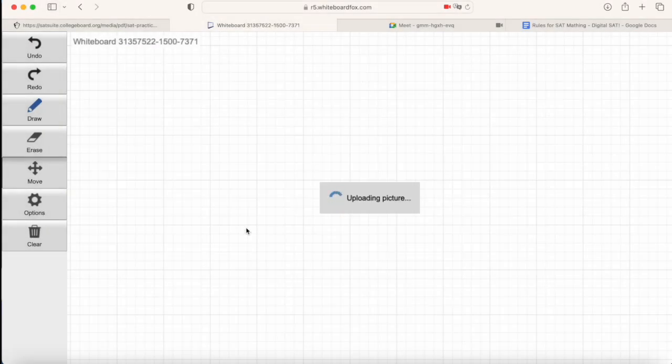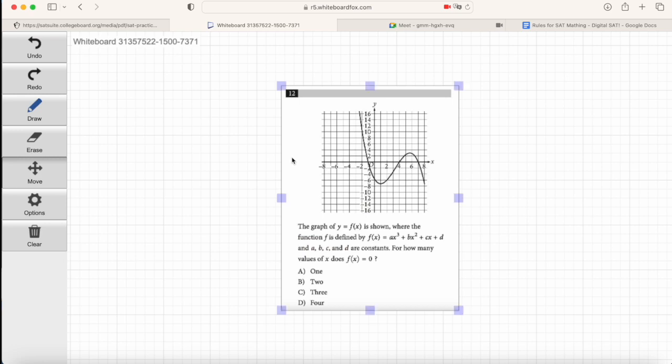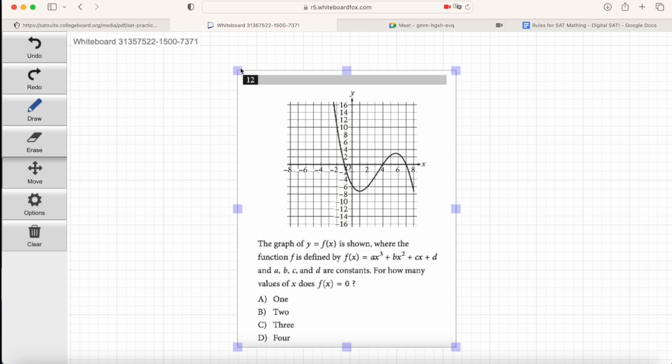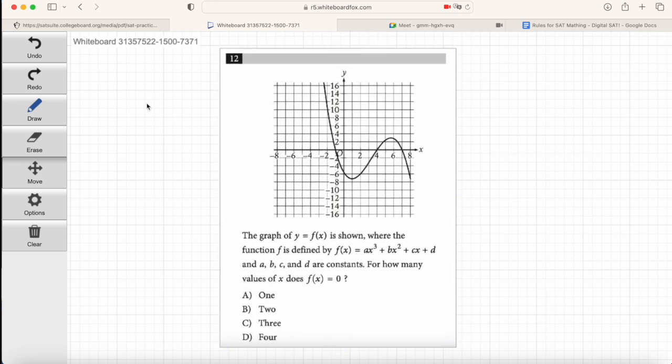Let's try the next one here. There's 27 questions on each module here. We're working our way through. All right, go ahead and read question number 12. This is a little bit terrifying looking. Go ahead and read it first, please. The graph of y equals f of x is shown, where the function f is defined by f of x equals ax to the third power plus bx to the second power plus cx plus d, and a, b, c, and d are constants. For how many values of x does f of x equal 0?